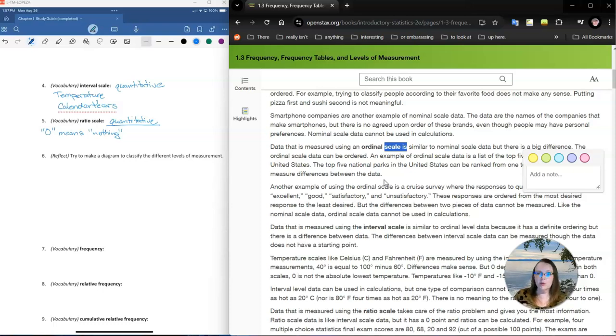If I am measuring weight and something weighs 0 pounds, that's the absence of weight. 0 means there's nothing there. So that's an important part about something being a ratio. And that's different if we look at temperature. 0 degrees does not mean an absence of temperature, right? It's just a number on a scale, but it doesn't mean that there's no temperature.